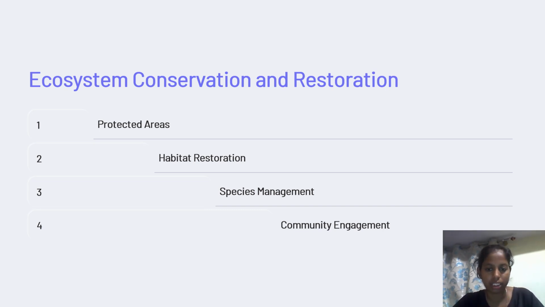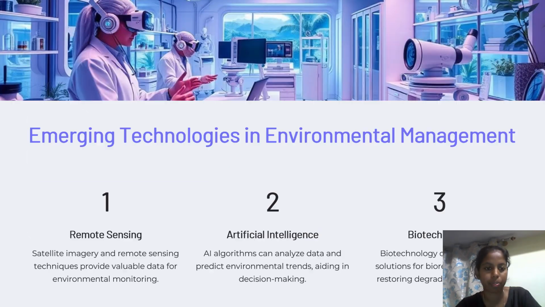Species management is nothing but controlling the production of different species in a shorter way; by minimizing that, we'll get a balanced ecosystem. And community engagement is involving many communities and spreading awareness to the community. By this also we can get ecosystem conservation and restoration and a balanced ecosystem.